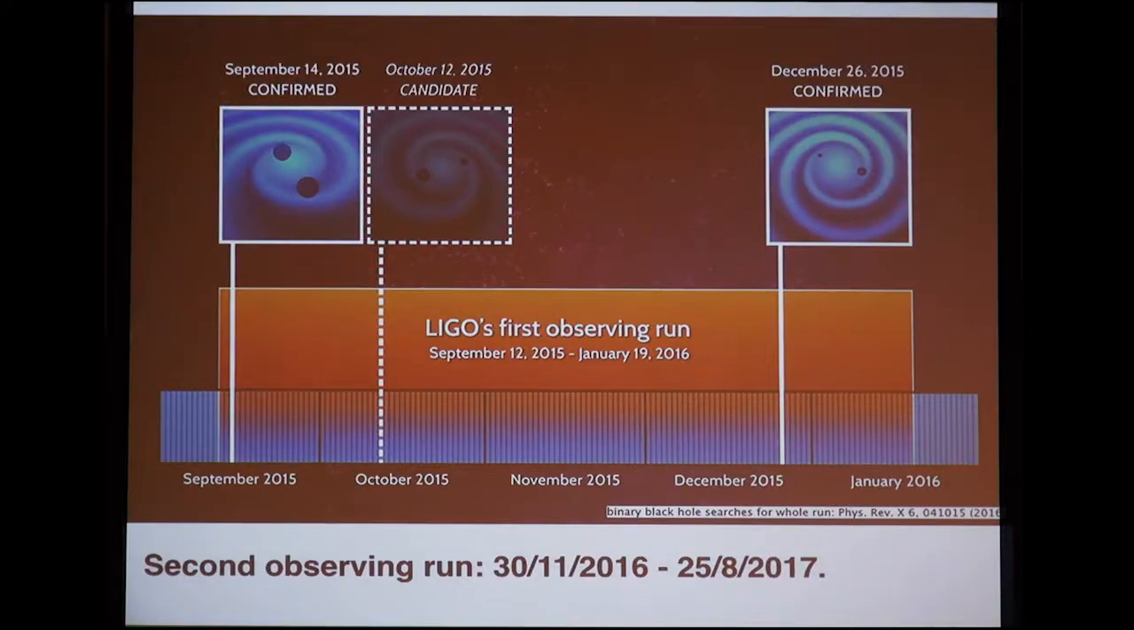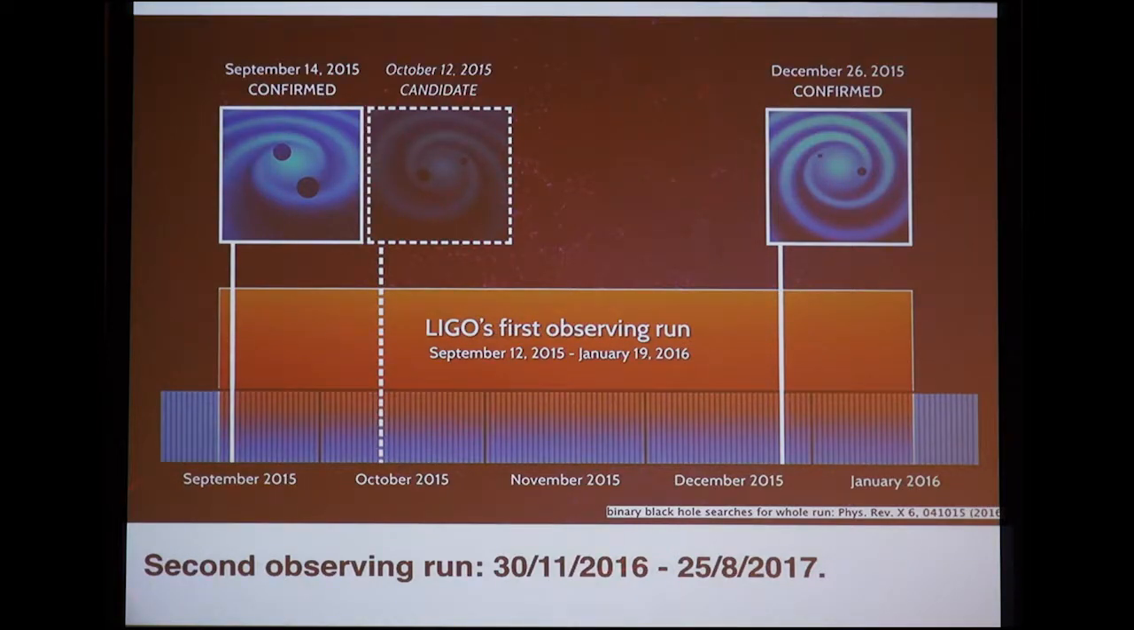So this was a short impression of the results of the first observing run, which officially went from September 12, just before the event happened, to mid-January 2016. We found one first clear event, a second event in December, a Christmas present, and there was one weak event, which is not confirmed, but people are quite certain that it's actually a physical event, but the signal-to-noise ratio was very small.